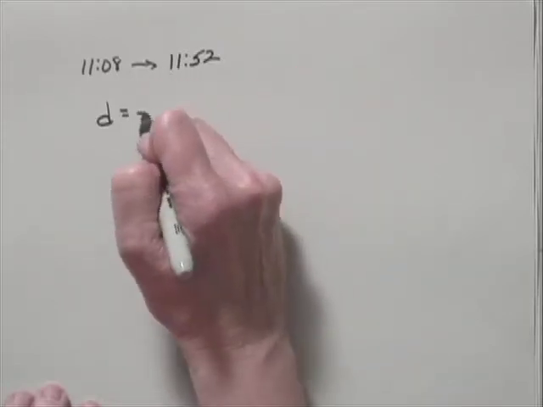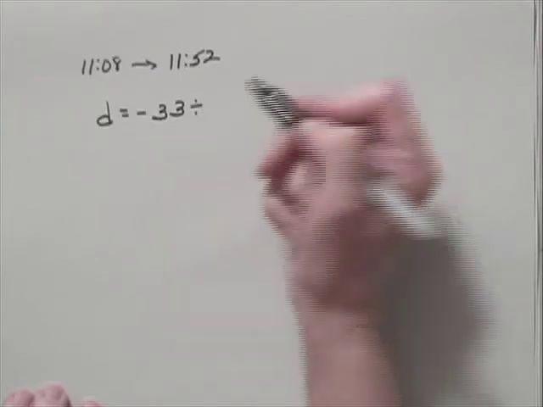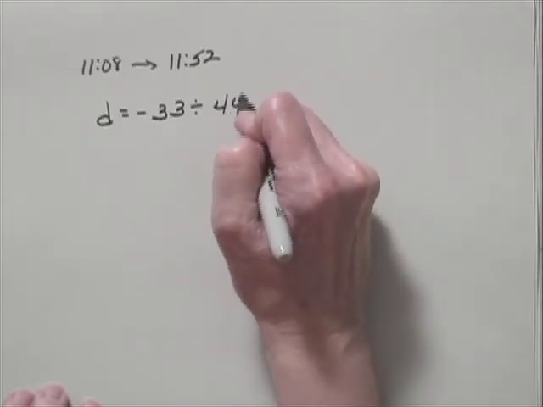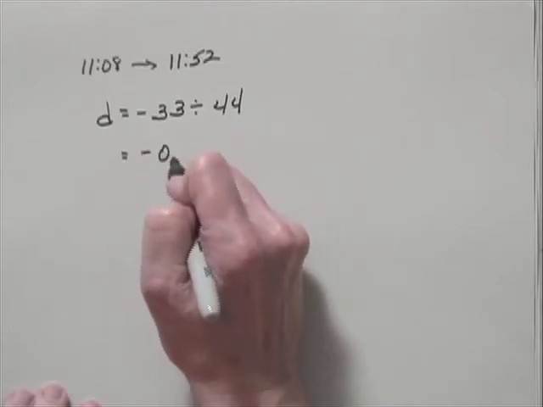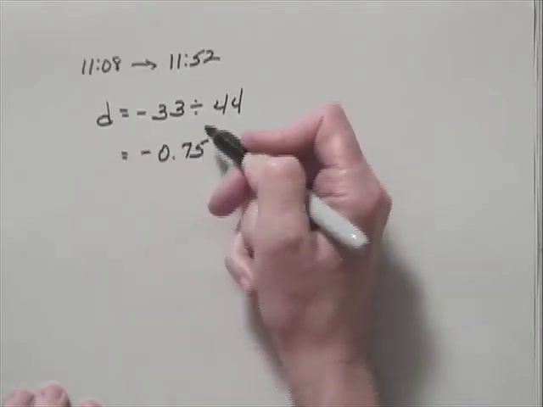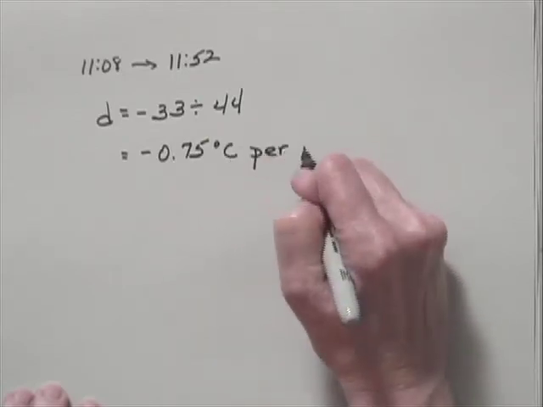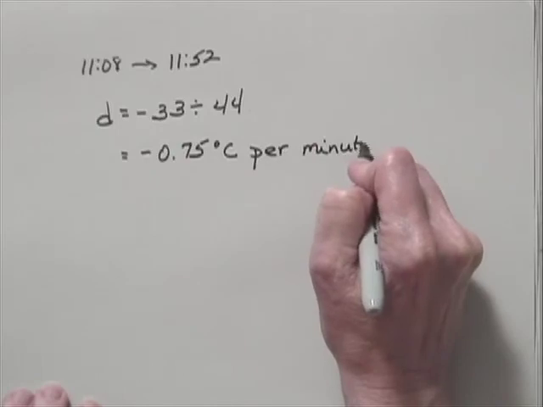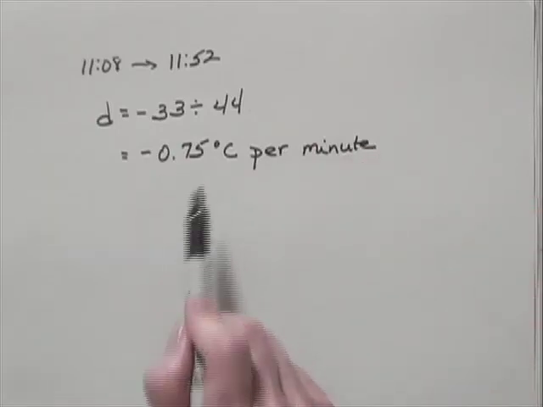D is equal to negative 33 degrees divided by 44 minutes, which gives us negative 0.75 degrees Celsius per minute. So the temperature changed negative 0.75 degrees Celsius each minute.